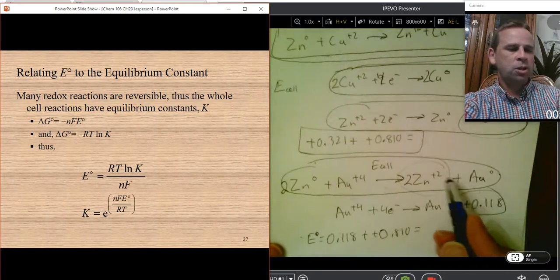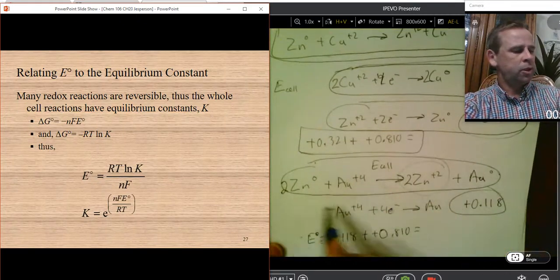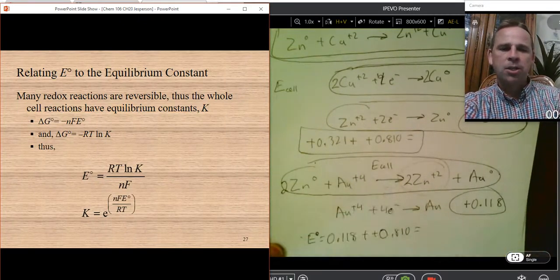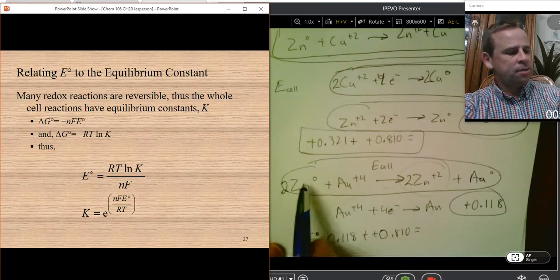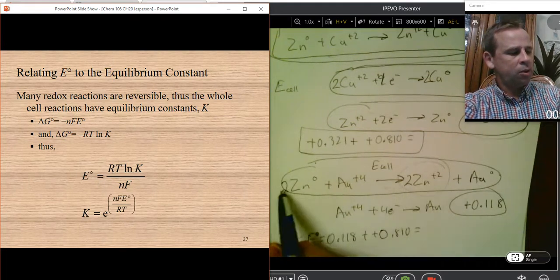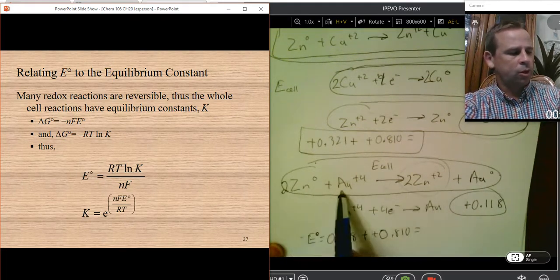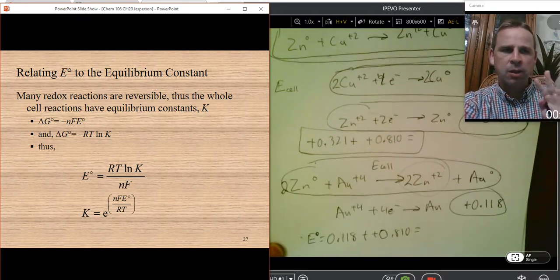All right, how about this one here? What's n? The number of electrons transferred in that reaction? 10 seconds. Talk to your neighbor. Tell them why you know what you know. All right, the number of electrons that zinc loses here is 2, but there's 2 of the zinc, so that's a total of 4, and gold is gaining 4. So this n value is going to be equal to 4 here.